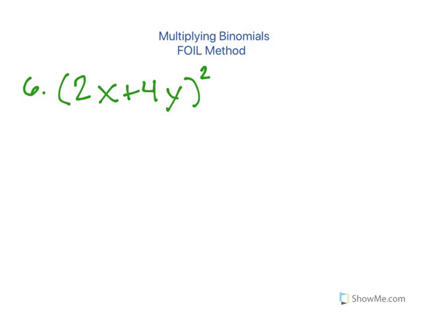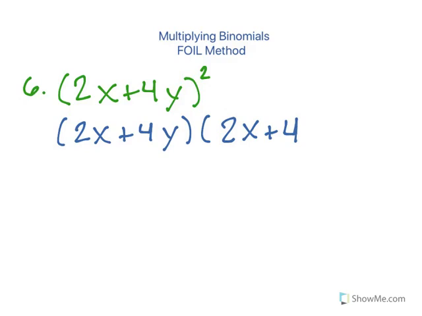Okay, number 6. So remember, if you see one written like this, first you need to rewrite it. I'm going to rewrite it as 2x plus 4y times 2x plus 4y. Just be really careful there. Don't forget. Then I just simply FOIL. First, outer, inner, last. This one was a little bit harder, but not too bad.